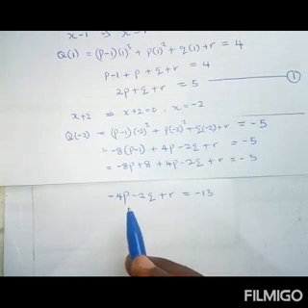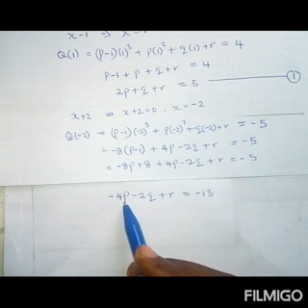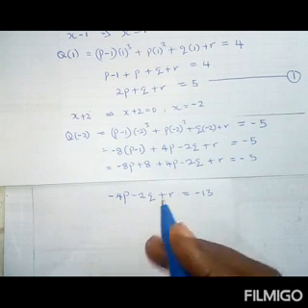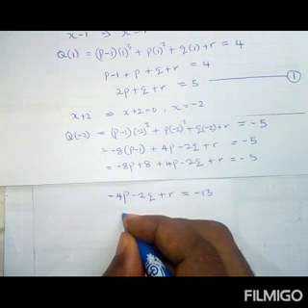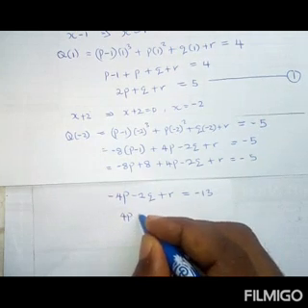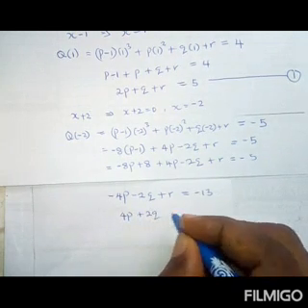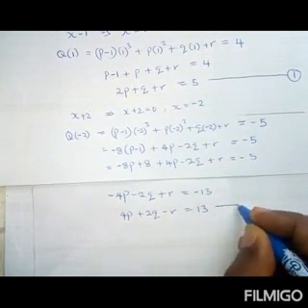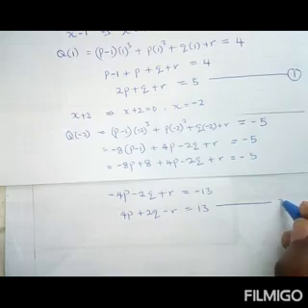Let's reduce the minus by multiplying through by minus sign. Minus times minus 4p will give you 4p plus 2q minus r is equal to 13. This is equation 2.